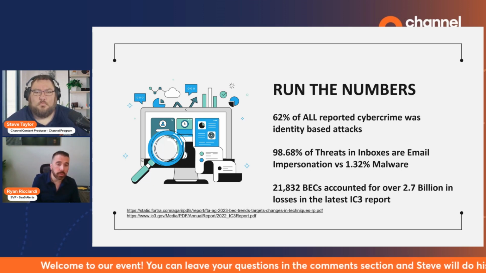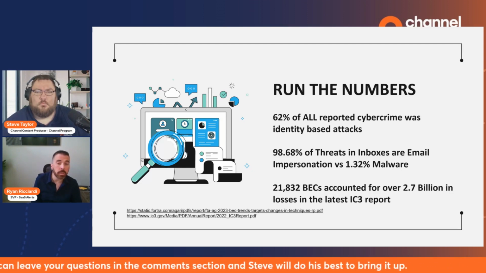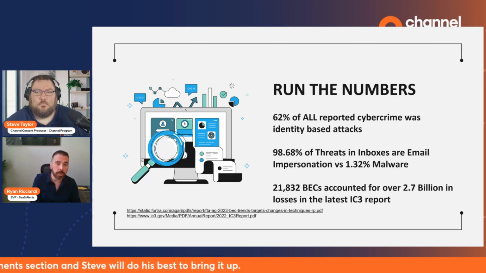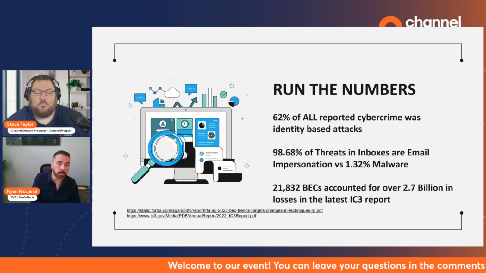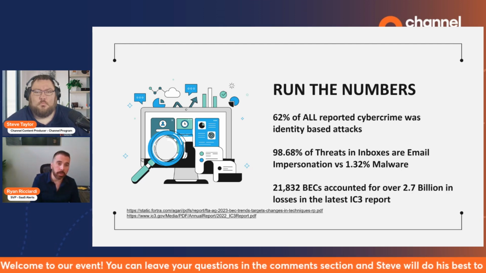According to the IC3, the Internet Crime Division of the Department of Homeland Security, there were 21,832 reported business email compromises in their last report. $2.7 billion lost off of those. Now, for context, in that same time frame, in that same report, there was $34.3 million lost to ransomware. So it's pretty prevalent. It's obviously the direction people are going because it's a lot easier to hack a user than it is to hack a device.